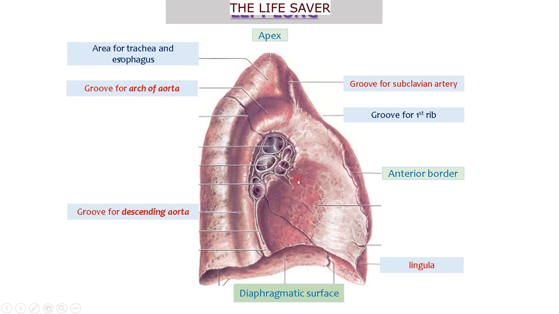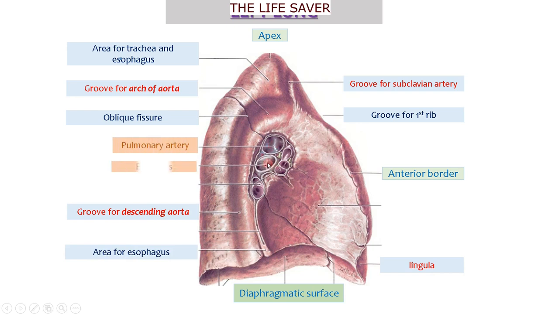Now we are going to discuss these structures in detail, which are referred to as the hilum of the lung. This is the oblique fissure which divides the left lung into the superior and the inferior lobe, and the extension here is referred to as a lingula. Coming back to the hilum of the lungs, through which the structures enter into the lung and leave the lung, we are going to discuss this structure briefly here. First of all, this is the pulmonary artery, this is the bronchus, and these are the pulmonary veins.